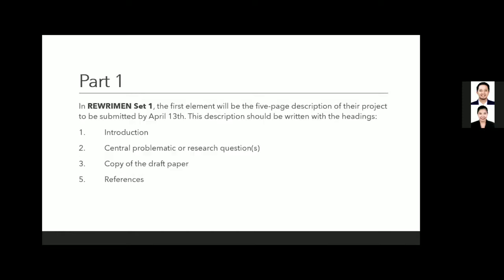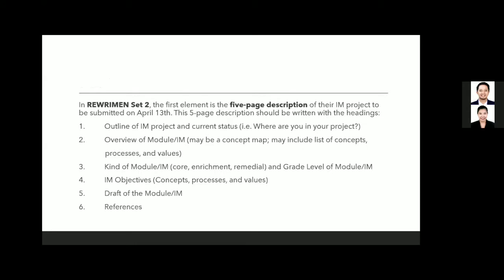So for a peer reviewer, you will have 2 parts. In E-REWRIMEN, we have 2 sets. For Set number 1, you will be peer reviewing a 5-page write-up of their paper to be submitted on April 13. It will contain the introduction, research questions, as well as the draft of the paper and references. They will first go through the main sessions and some mentoring, and then they will be submitting.